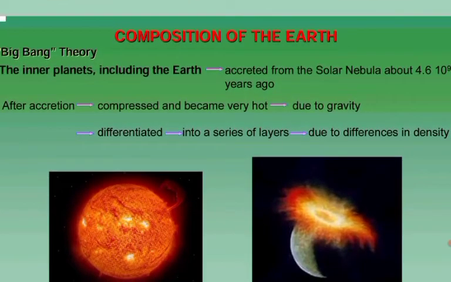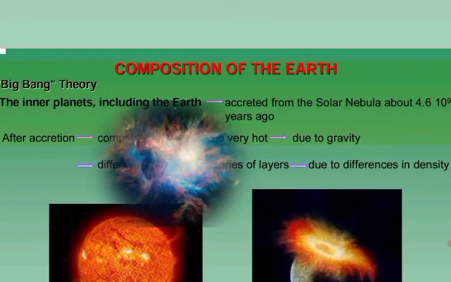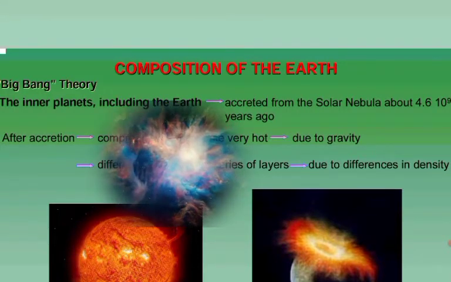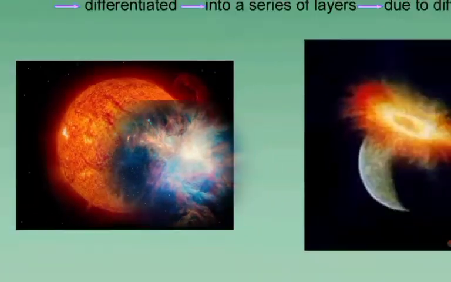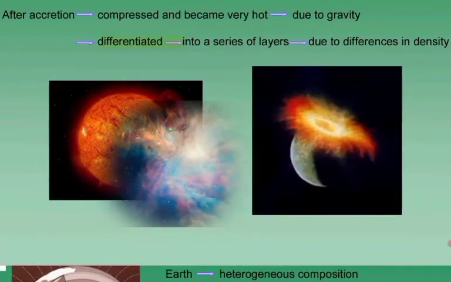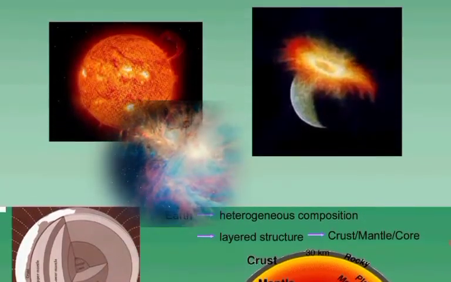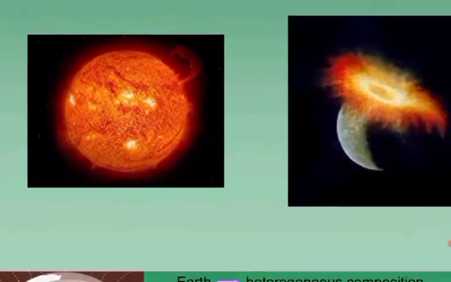Composition of the Earth. The inner planets, including the Earth, accreted from the solar nebula about 4.6 x 10^9 years ago. After accretion, the Earth compressed and became very hot due to gravity. The Big Bang Theory. The Earth differentiated into a series of layers due to differences in density.